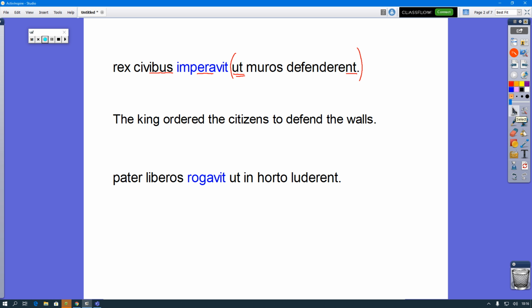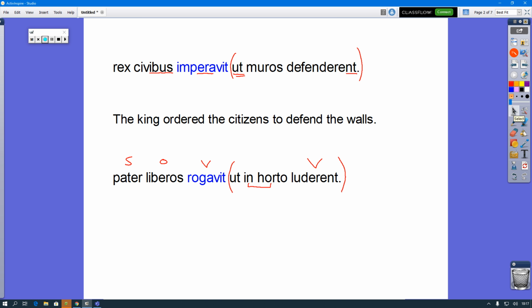Second sentence, pater liberus rogavit ut in horto luderent. Always useful to separate the clause off, ut to the verb. So turn one long sentence into two short ones. I have a subject, I have an object, and I have a verb. There's a preposition phrase, and there's a verb. The father asked the children.